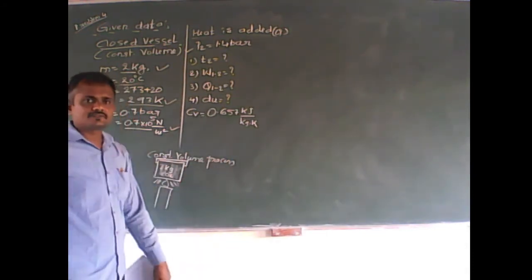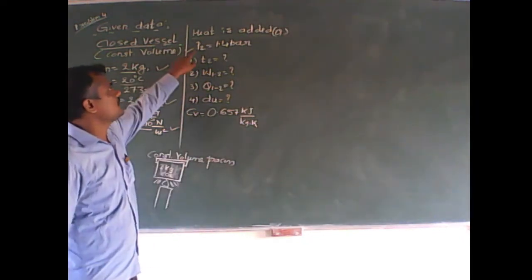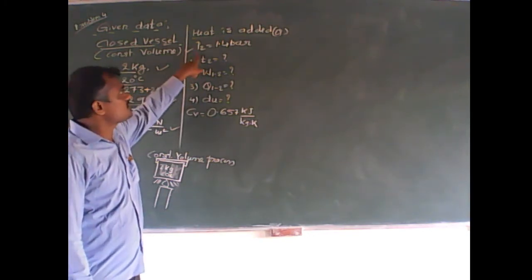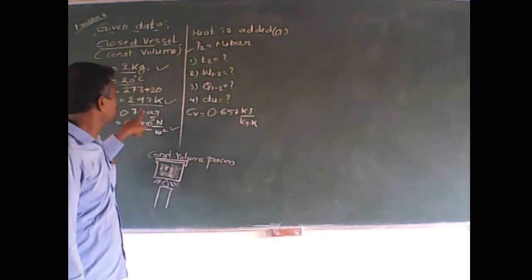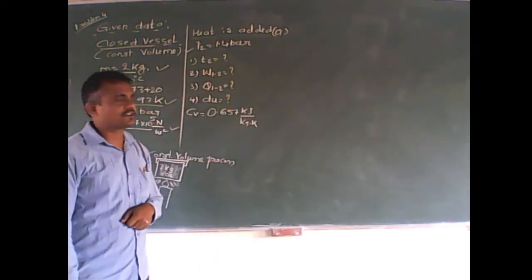Constant volume process. Okay. So because of the addition of heat, we have to calculate the final temperature at which the pressure reaches 1.4 bar. The initial pressure was 0.7, so it is almost doubled. So we have to calculate what the temperature is.